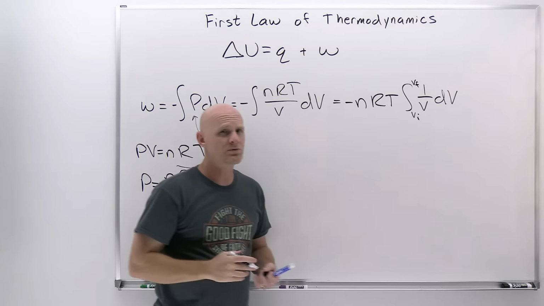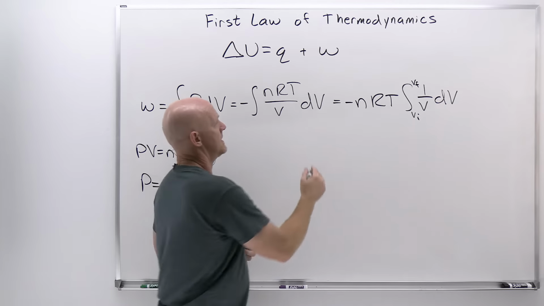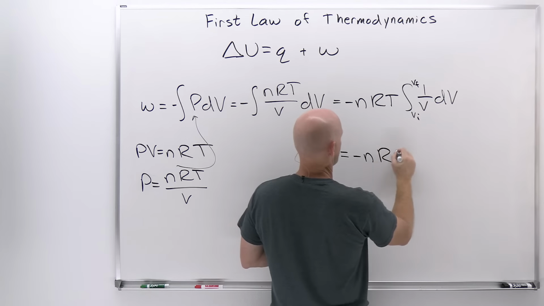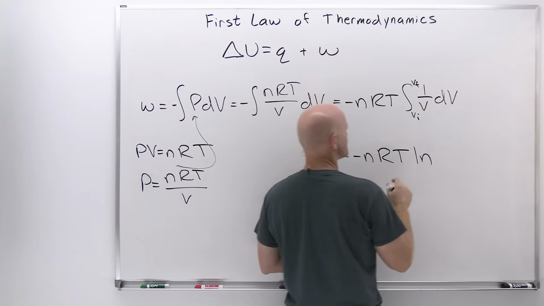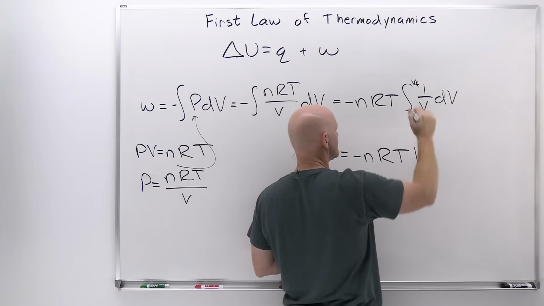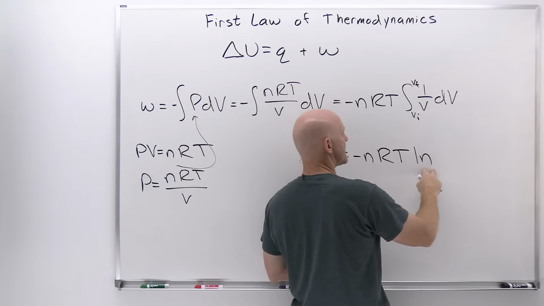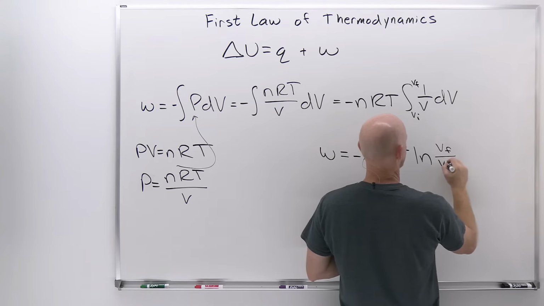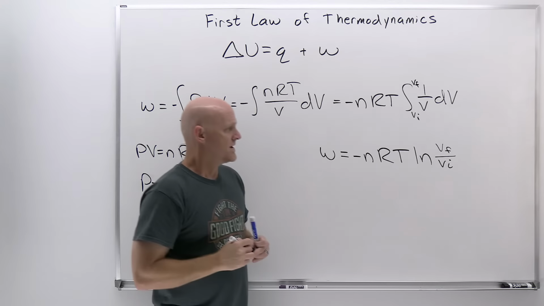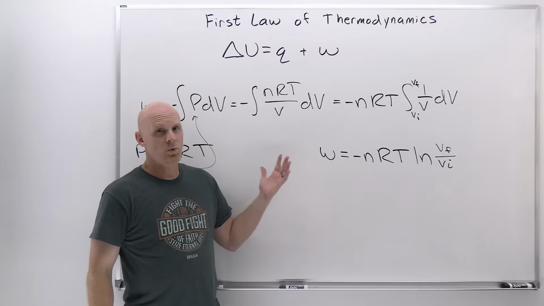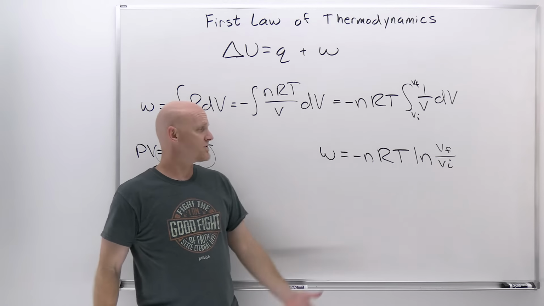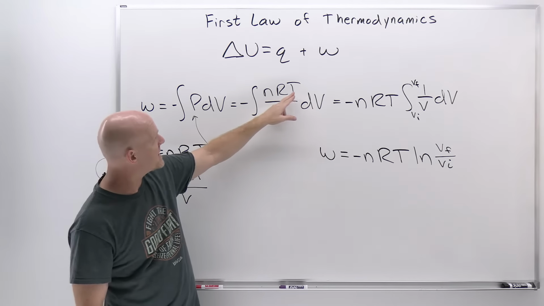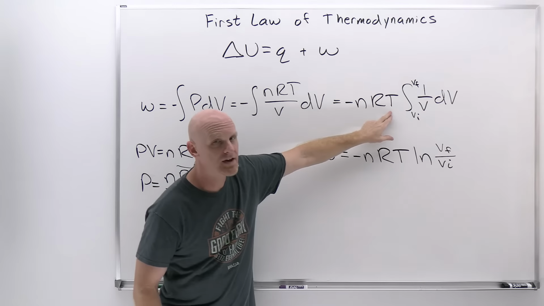In this case, the integral of 1 over V is natural log. And so we end up with an expression for work equaling negative nRT times the natural log, and again, our boundary conditions were initial to final. You could write natural log of V final minus natural log of V initial, but that just reduces down to natural log of V final over V initial. And so now we've come up with another expression for work, and you've got to know when to apply one versus the other. This is the one that works when the temperature is constant, so that you can pull the temperature out in front of the integral.